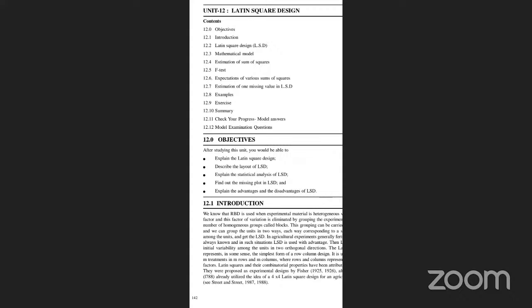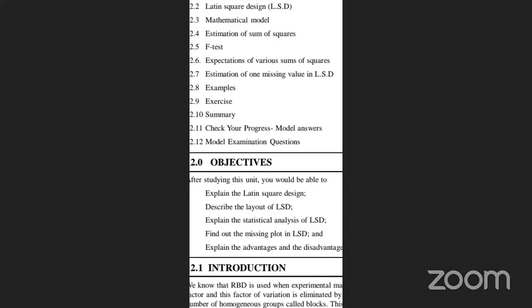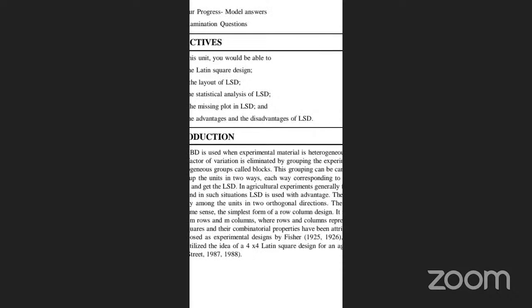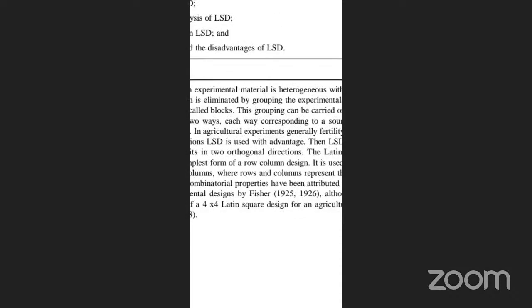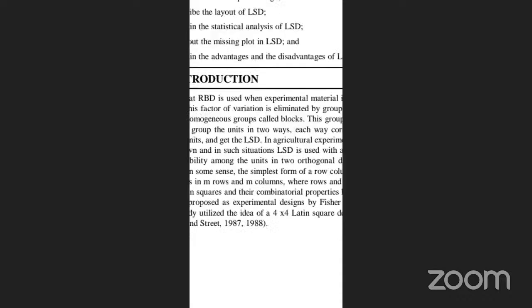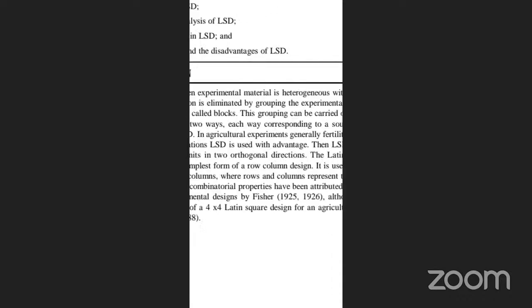In agricultural experiments, the fertility gradient is generally not known, and in such a situation LSD is used. The LSD eliminates initial variability among the units in two orthogonal directions. The Latin square design represents, in some sense, the simplest row-column design. We use it for comparing m treatments with m rows and m columns, where rows and columns represent the two blockings.